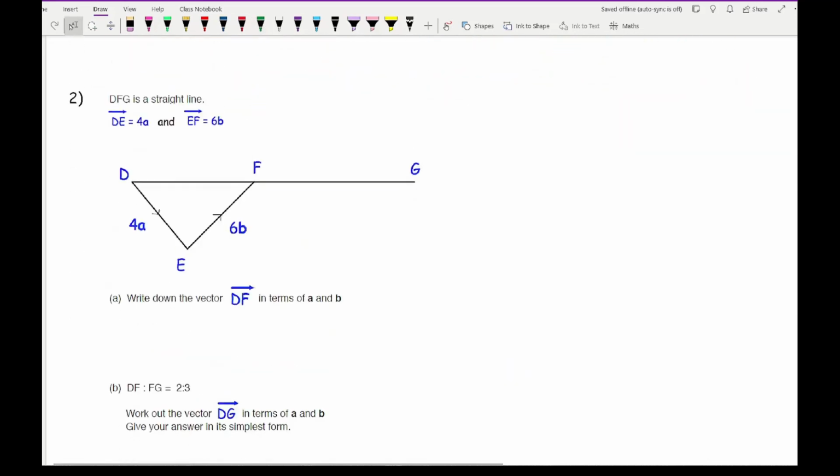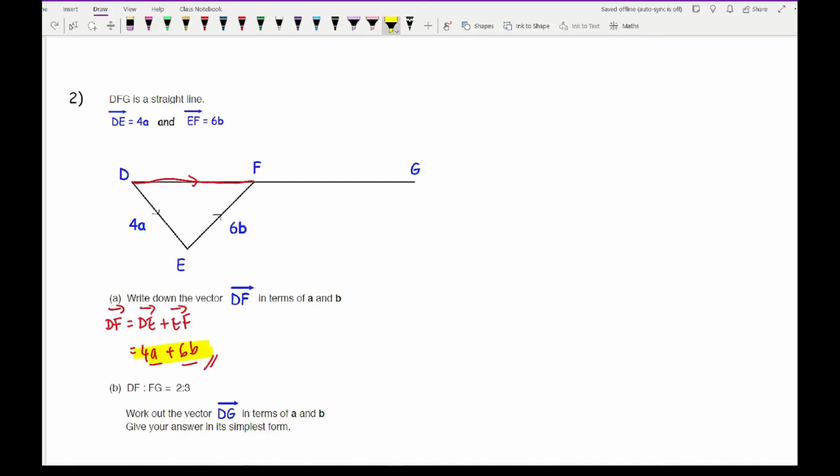Moving on to the next example style question. It says D, F and G is a straight line. D to E is 4A and E to F is 6B. And the question for the first part is saying write down the vector of D to F. So to get from D to F, which is this line here, D to F is going to be D to E plus E to F. And if D to E is 4A and E to F is 6B, that there is my final answer.